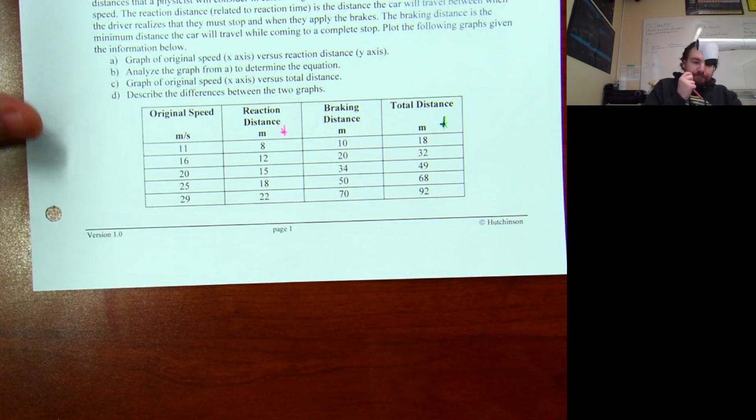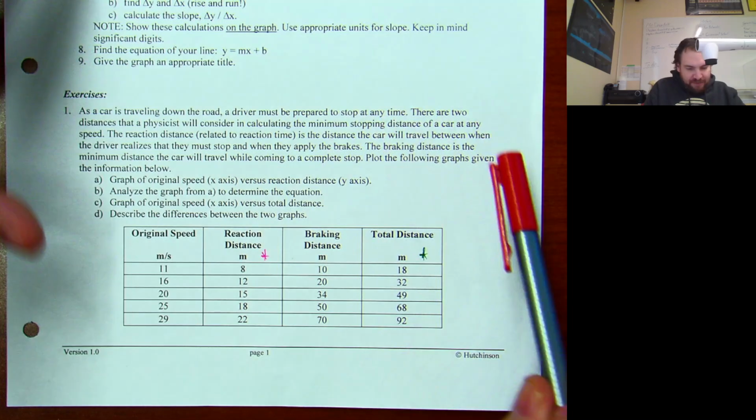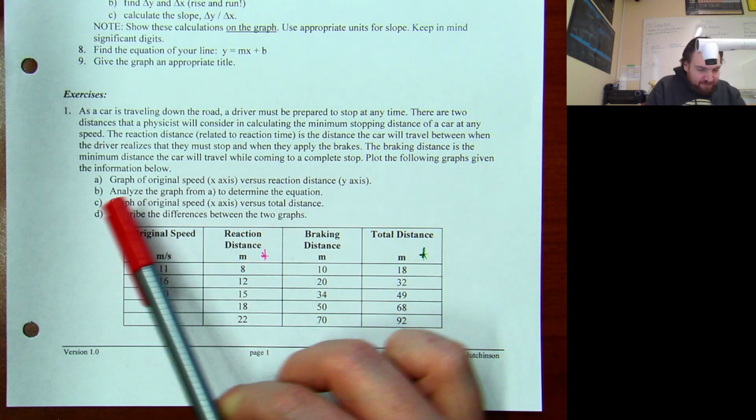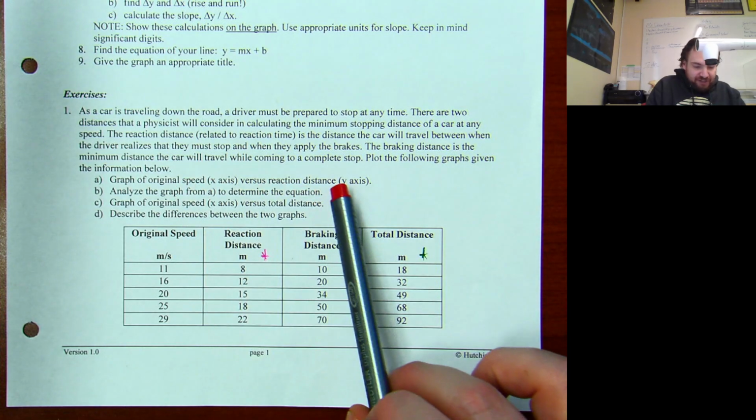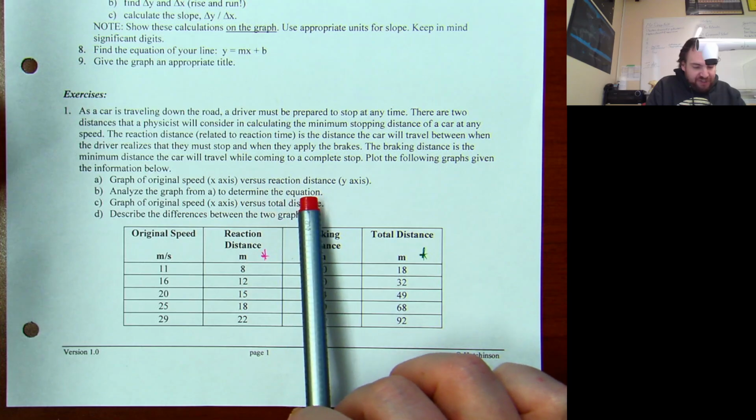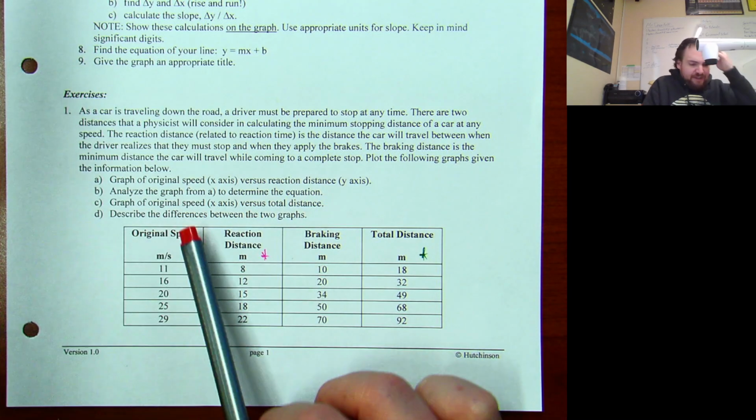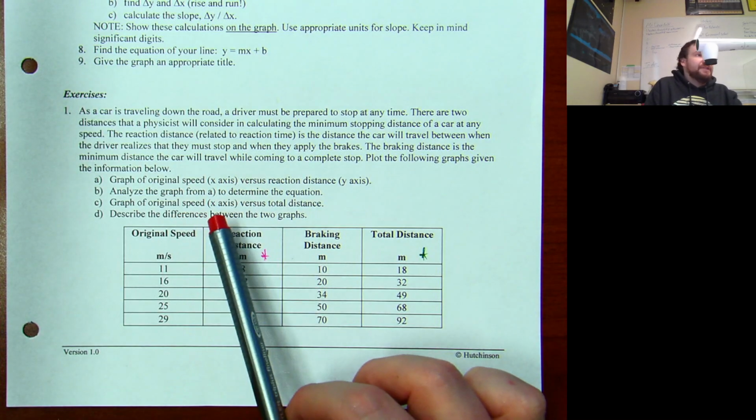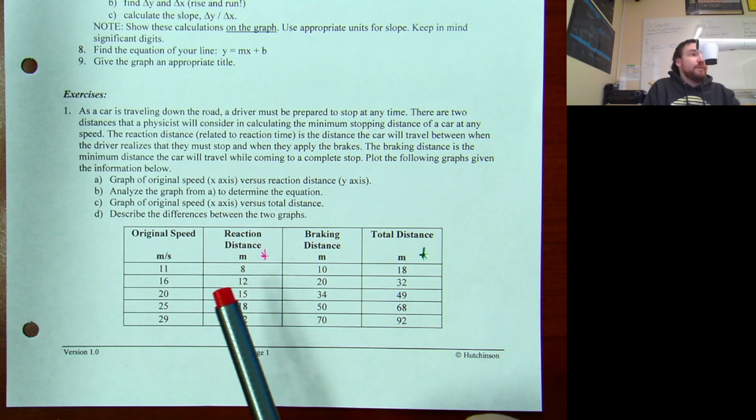Okay, so there's a lot of preamble here about a car, blah, blah, blah. The whole punchline is: plot the following graphs given the information below. It wants a graph of original speed versus reaction distance. It wants us to analyze the graph from A to determine the equation, graph the original speed versus total distance, and to describe the differences between these two graphs. To really be able to describe the differences, if you don't put them on the same graph, or at least give them the same scale, it's going to be really hard to do.